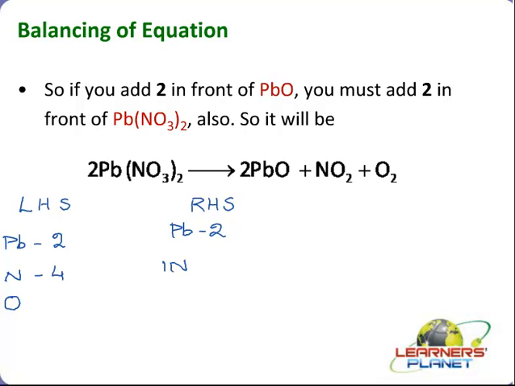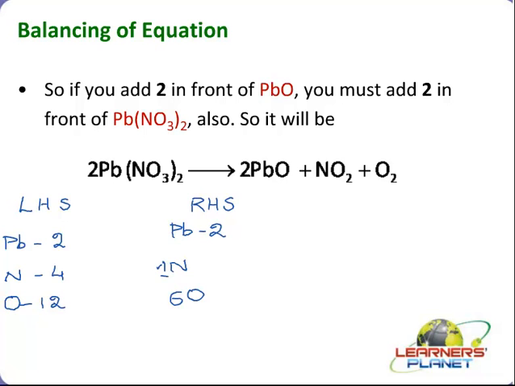How many oxygen are there? There is 12 oxygen on the LHS. How many oxygen on the RHS side? It is 4 plus 2, 6 oxygen. Now students, is the equation balanced?